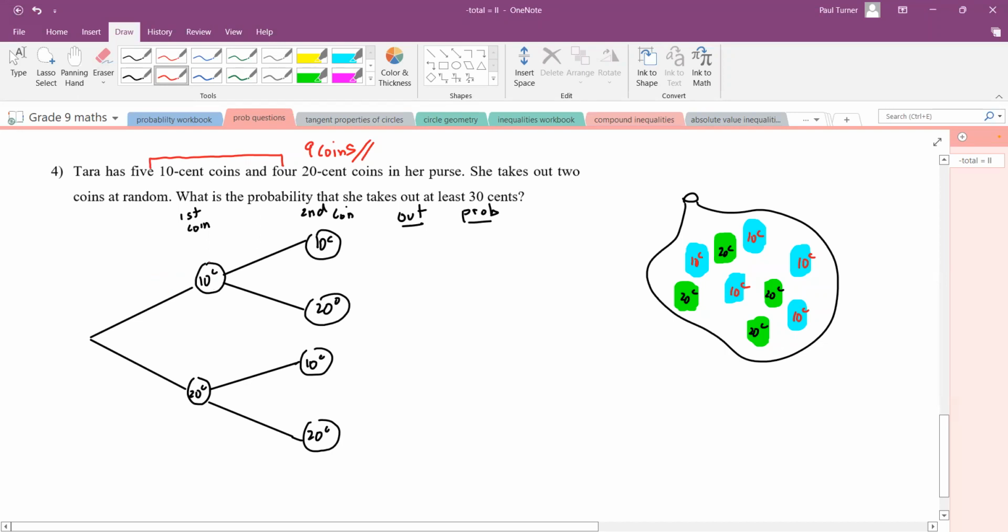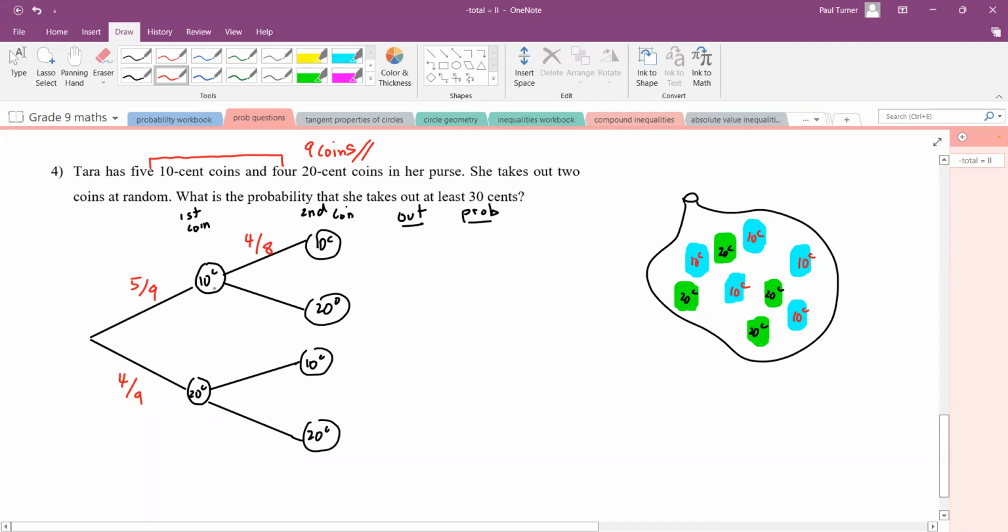So your chance of taking out a 10 cent on the first draw when you go in to take some money will be 5 out of 9. So that means that the chance of taking out 20 cents would only be 4 out of 9. So it's a bit less likely than the 10-cent coin. So if you've taken out a 10-cent coin, what's your chance of taking out another 10-cent coin? So that 5 is going to become 4 because one 10-cent has already been taken out. And there is one less coin. So that's going to be 4 out of 8.